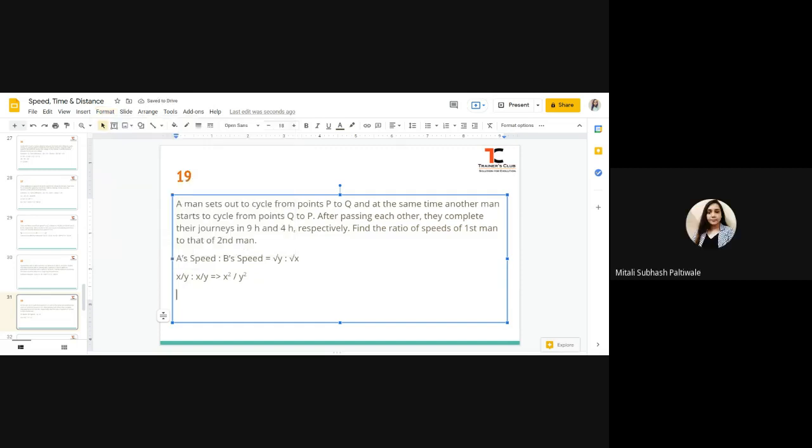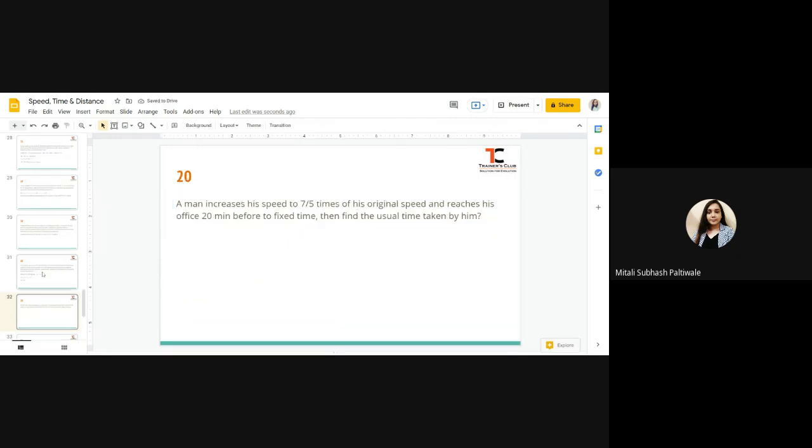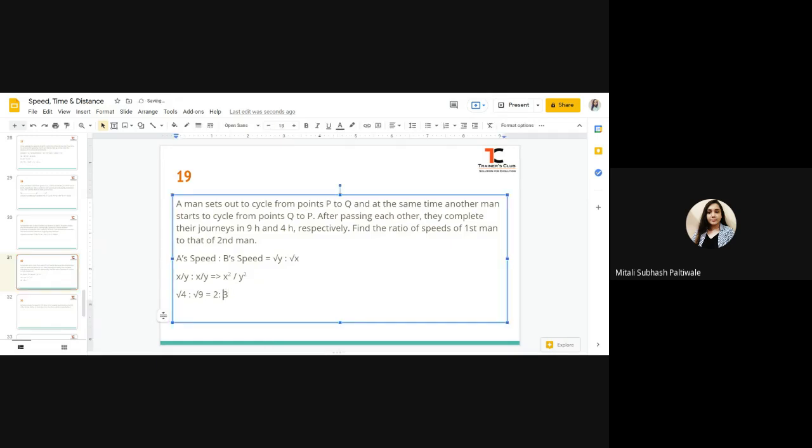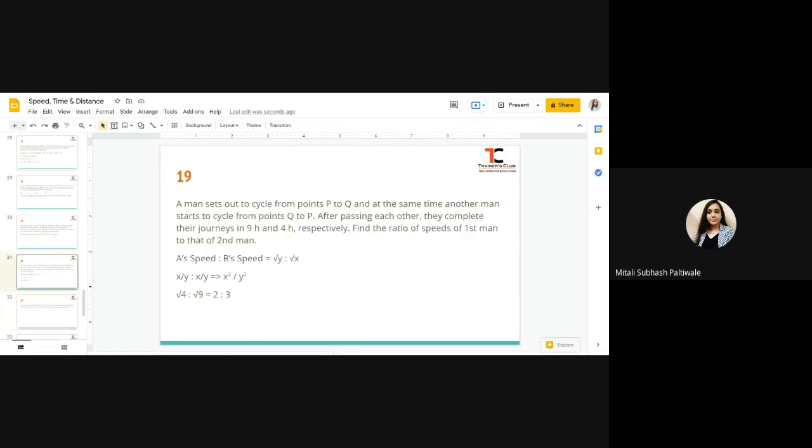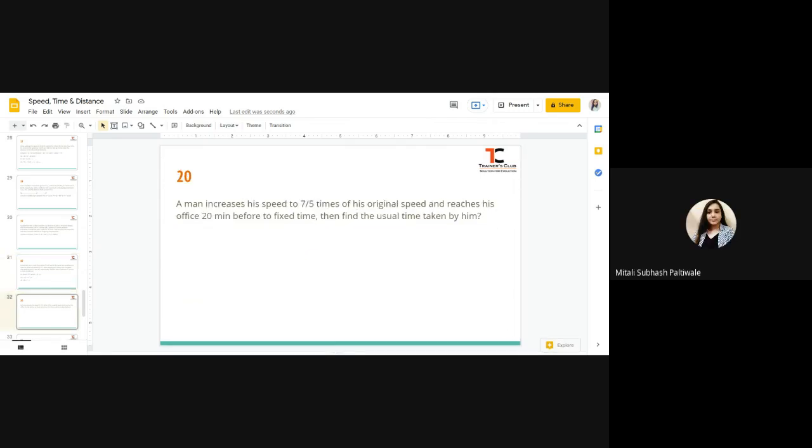Now look at this. If I do root of y is 4 and 9 is x, then here it will be root 4 is to root 9, which is nothing but 2 is to 3. So the answer is 2 is to 3. Now let's get on to the other example. Did you understand this one? Yes, ma'am.